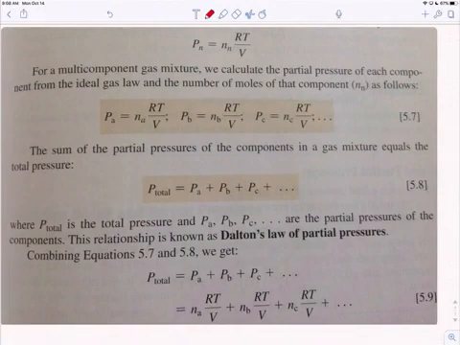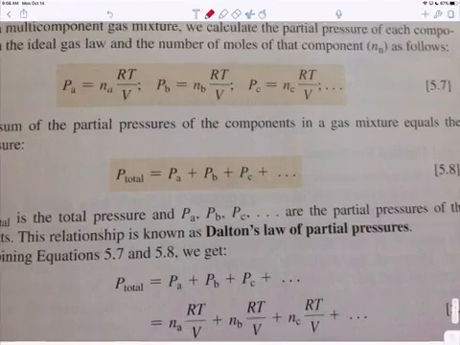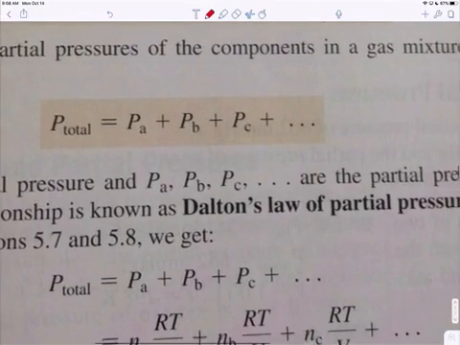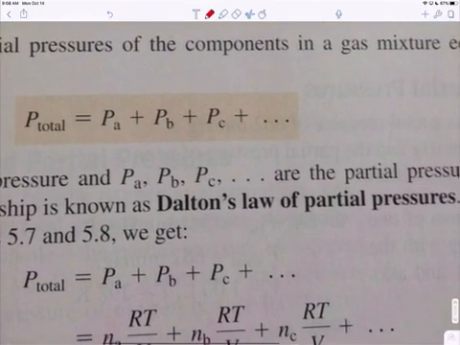Ideal gases. We're going to talk a little bit more about ideal gases. We might get into this in class, we'll see. But an ideal gas is a perfect gas. It's something that doesn't exist. And what is a perfect gas? A perfect gas has no interactions with each other. So since there's no interactions with each other, if you have a mixture of gases, you can do what's called Dalton's law of partial pressures.